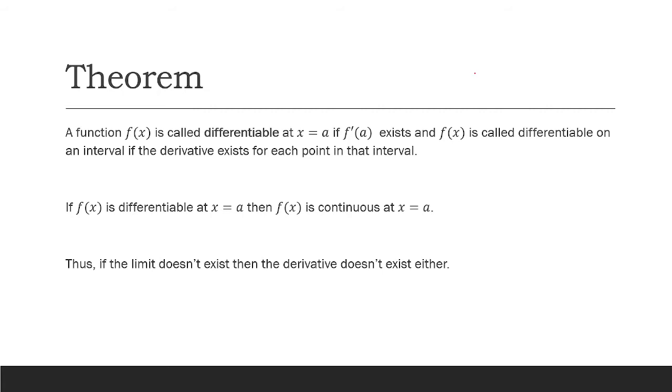Now, we also have some theorems, no? Or some things that we need to take note when talking about derivatives. So, a function f of x can be called differentiable at x is equal to a if f prime of a exists, and f of x is called differentiable on an interval if the derivative exists for each point in that interval. So, kung napansin, this is similar to our definition of limit. So, what we're trying to point out here is that when the limit doesn't exist, then the derivative doesn't exist either. So, that's just one thing that we need to remember.